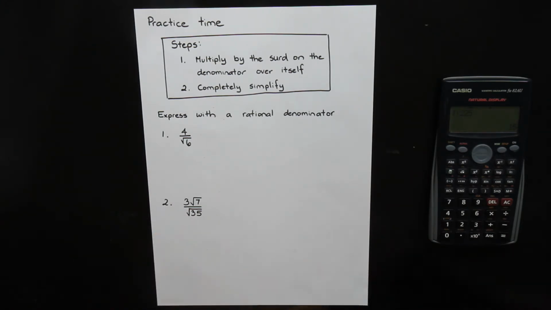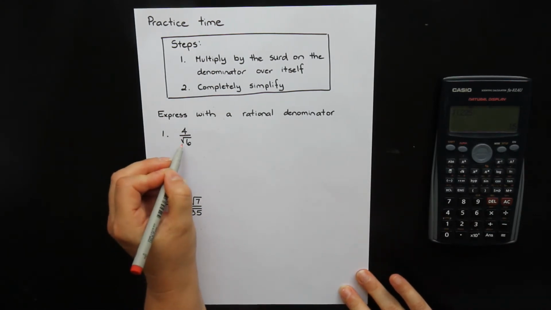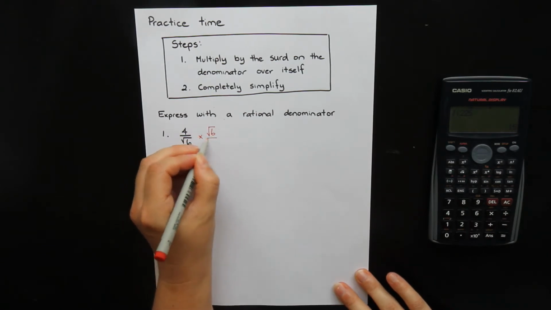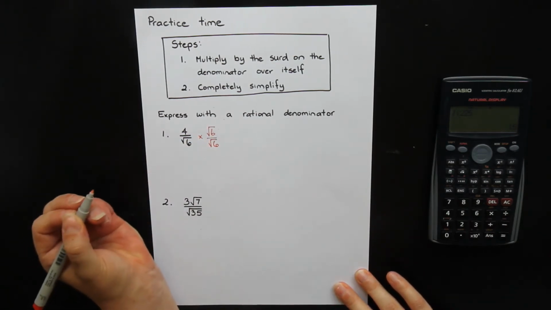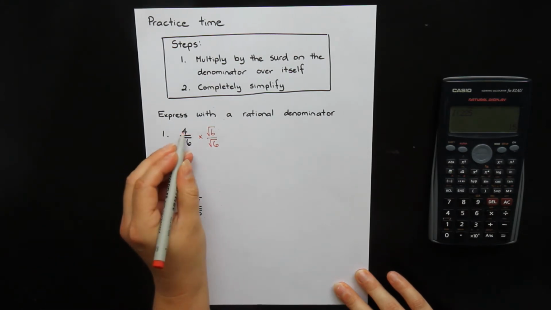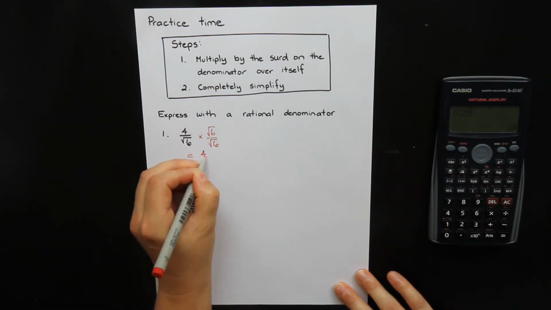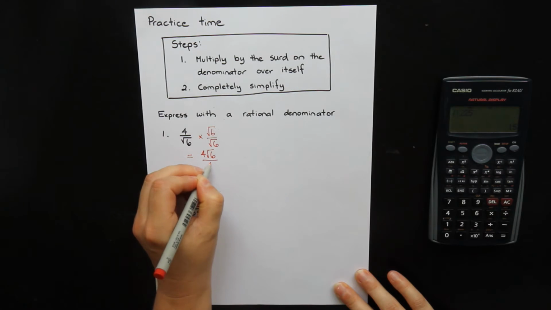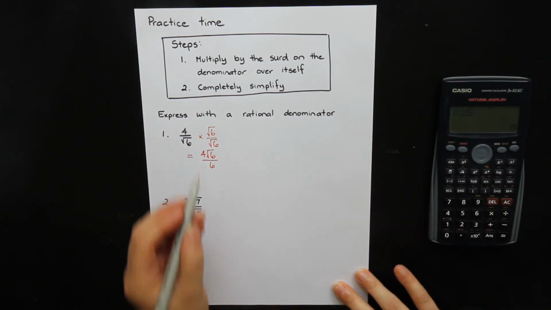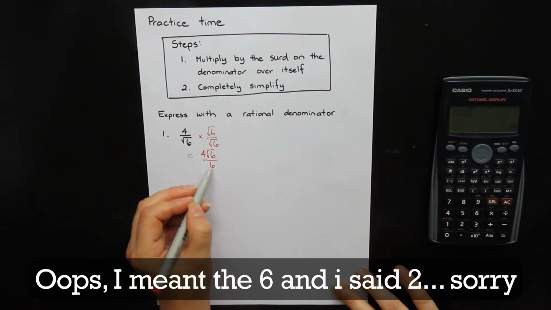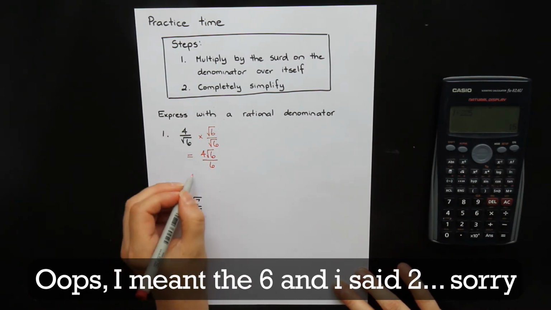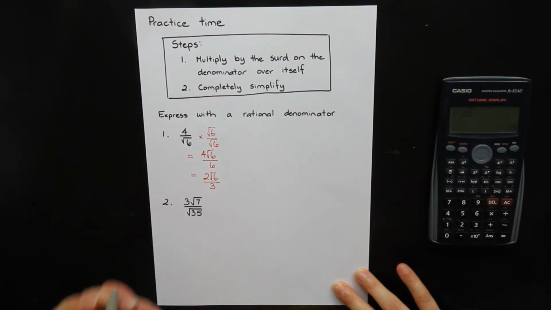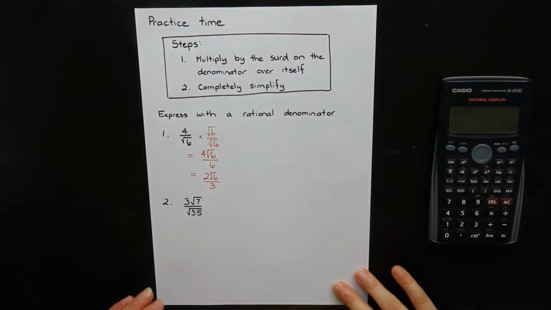Alright, how did you go? Let's go through the answers. So my surd on the bottom is a square root of 6, so I have to multiply by square root 6 over square root 6. Then multiply together. 4 times square root 6 is 4 square root 6, and root 6 times root 6, square roots cancel, and I just get 6. I can cancel here. The 4 and the 6 can both be divided by 2, which would give me 2 root 6 over 3 for the best answer.